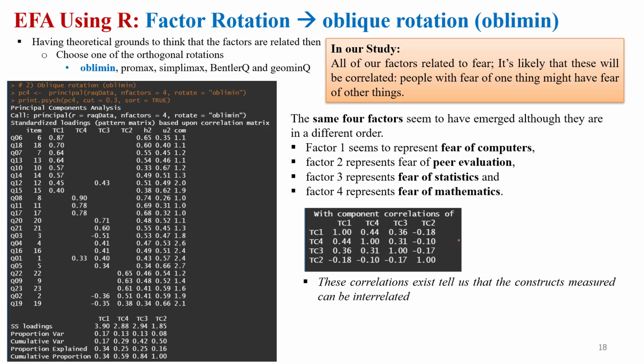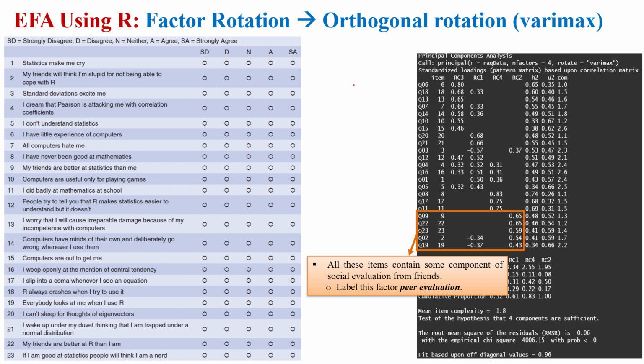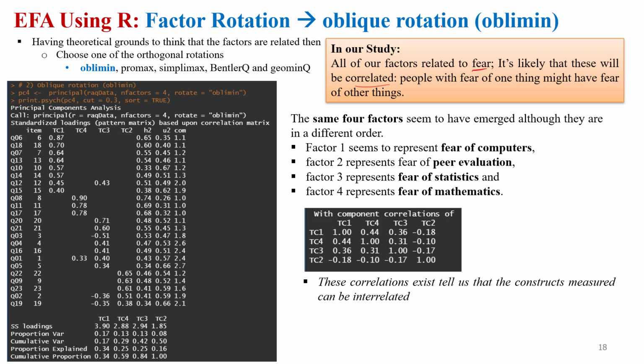So let me apply the oblique rotation, because in our study all the factors are related to the fear perspective, that is fear of statistics, mathematics. So that is the fear relating. That's why we want that they shouldn't be 100% independent from each other. They can be correlated, because the fear of one thing can bring the fear of another thing. Okay, so that's why instead of applying the totally independent approach, which is basically orthogonal rotation, we should apply the oblique rotation.